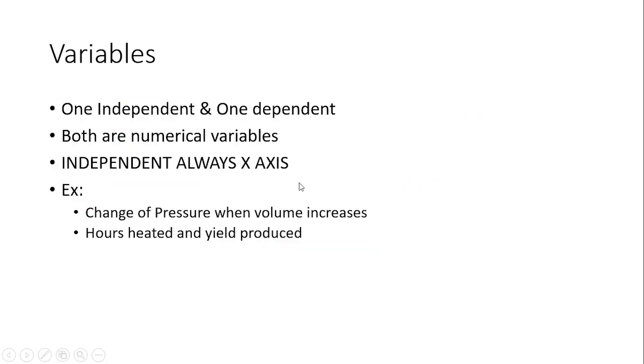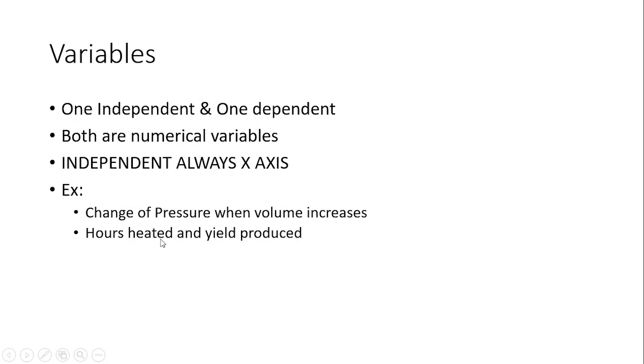Okay, since we know what a correlation is, let's continue with our variables. One independent, one dependent. Both are numerical, and the independent is always on the x-axis. You'll need to put your numerical independent variable on the x-axis. So let's see some examples. Change of pressure when volume increases: when volume increases, pressure decreases. Both are numerical variables. This is the independent variable, and this is the dependent variable.